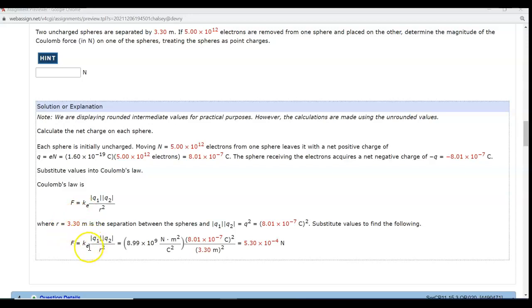Okay, so we use KE times Q1 times Q2. Q1 times Q2 is the value we calculated up here. That's our Q. And our distance was given at 3.3. We have to square that. So this number divided by this number squared, and then times this number.